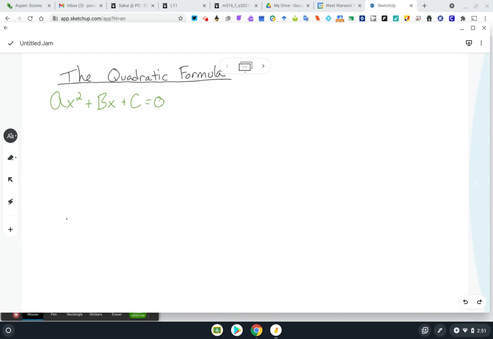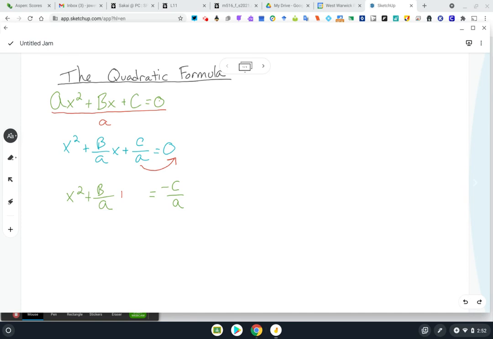x squared is 1. So if we divide out by a, we'll have 1x squared plus b over a times x plus c over a equals 0. And we're going to move that c over a to make space so that we can complete the square. So we'll subtract c over a from both sides. It just becomes negative c over a. And now we'll complete the square.